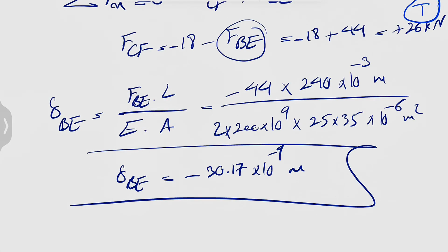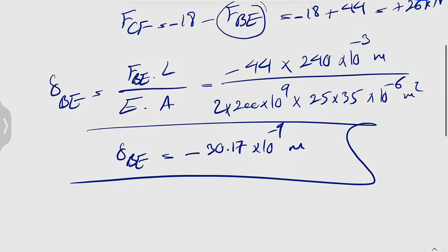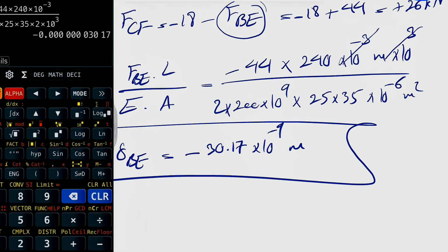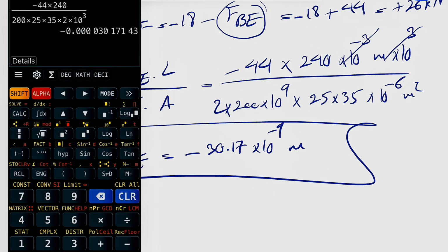I missed 1,000 in here. Also, the forces are in kilonewtons, so we're going to have another 1,000 in here. So these two will be canceled out, and here we're going to lose this one. So it will be 10 to the minus 6.